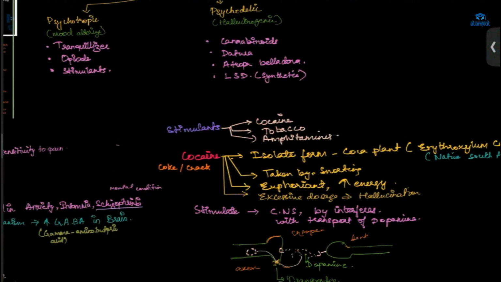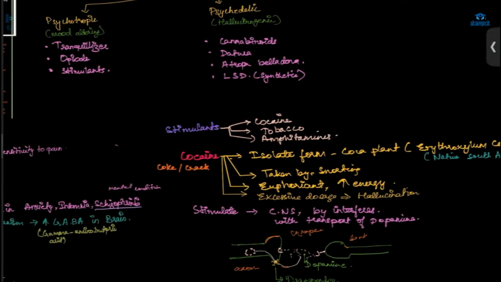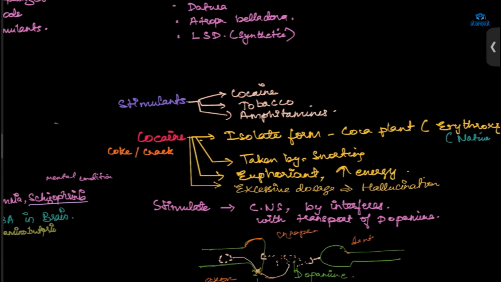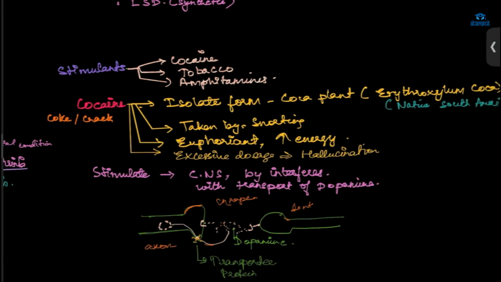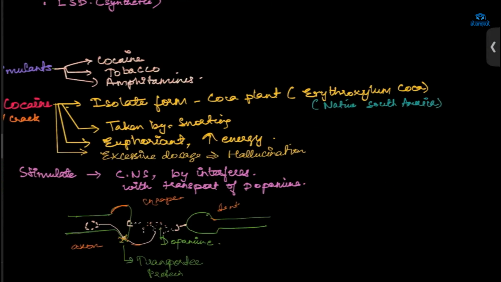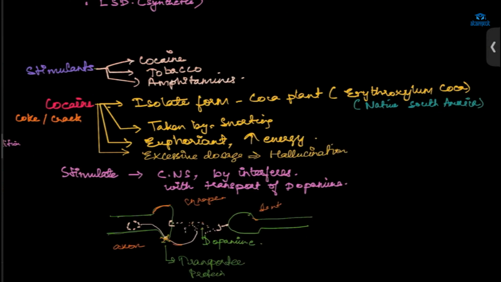Next, we have the last of the psychotropic drugs. In that, we have stimulants. In the stimulants, we have cocaine, tobacco, and amphetamine. Cocaine, which plant is it isolated from? Coca plant. You have to learn where the drugs are isolated from, the name and its source. This plant name is Erythroxylum coca.